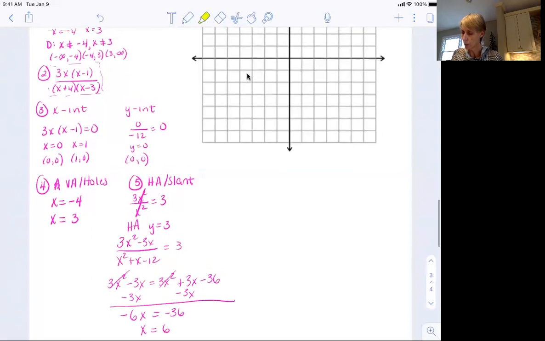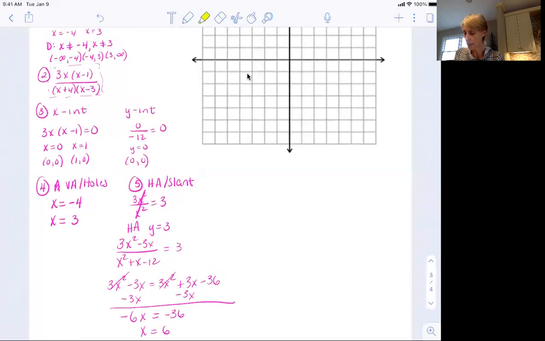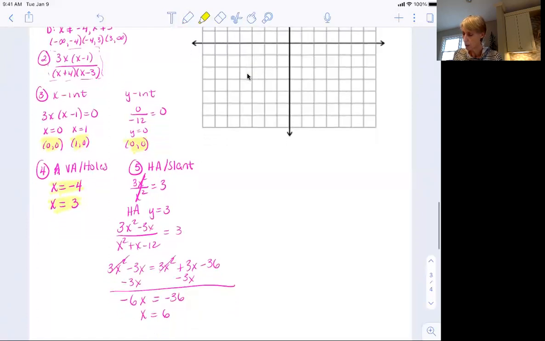So we're going to identify some of the important things that we need for graphing. Our x-intercepts, our y-intercepts, our vertical asymptotes, our horizontal asymptote, and the fact that it intersects it, okay?